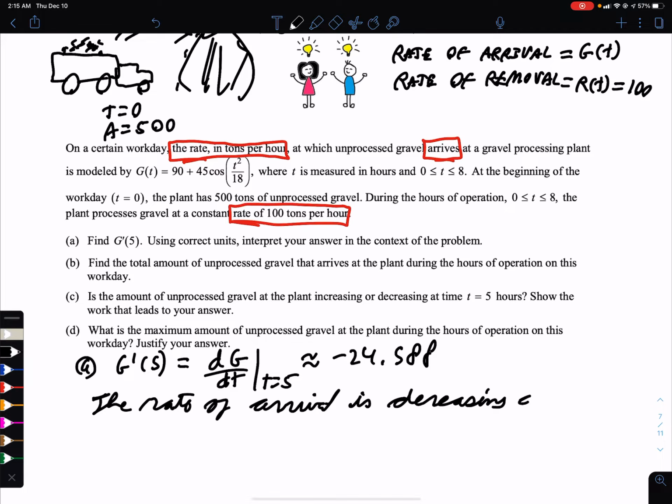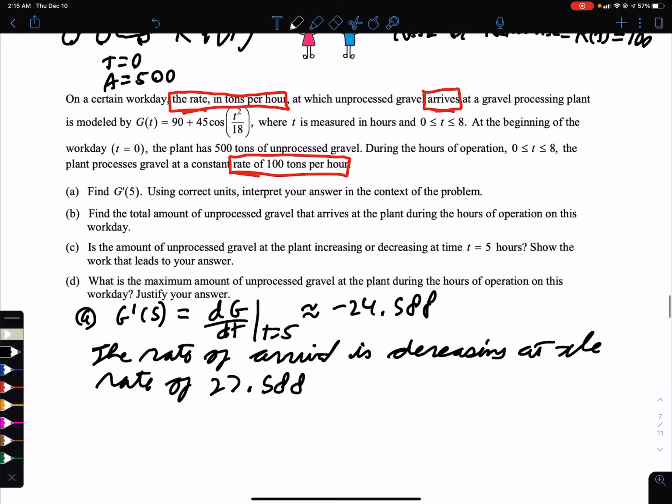At the rate of 24.588, and they wanted units. I'll talk about where the units come from, but it's going to be tons per hour squared when t equals 5. Now, how do we get all that?